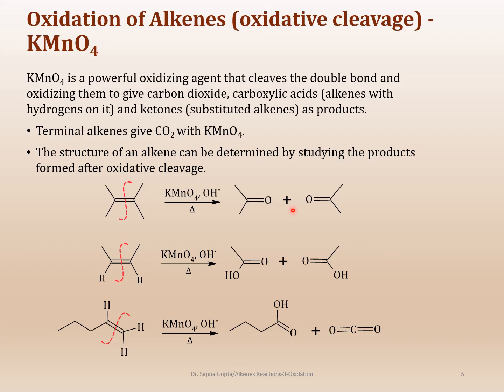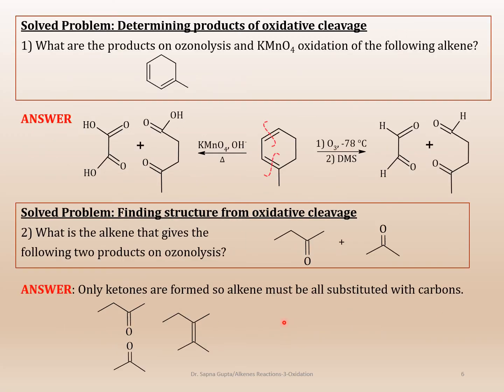So you end up getting different kinds of products from this. So you have to be careful when you're writing your conditions because they can give you different kinds of products, especially with KMnO4. So some solved problems with oxidation. Here, what are the products of ozonolysis and KMnO4? I've just taken the compound in the middle and then given you the two products on either side.